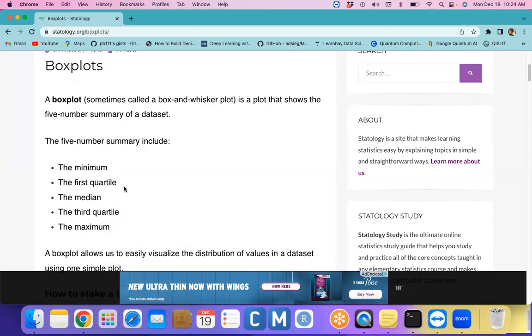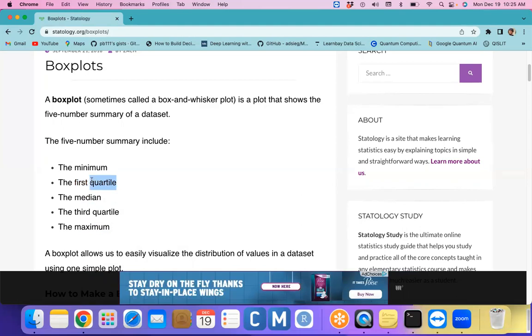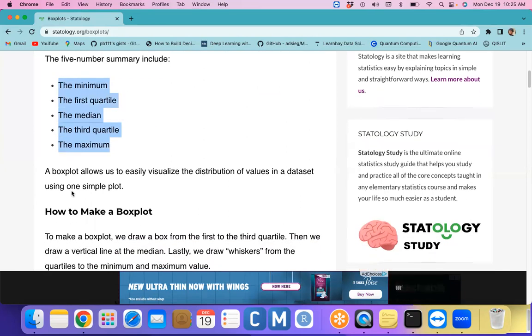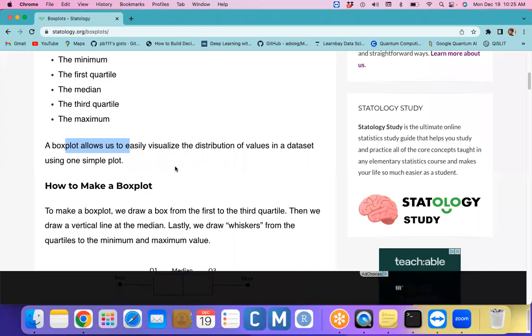we might have some data there, right? From that data we have to calculate the middle value. From this lower half we calculate the middle value, and we call it the first quartile. And between the median and max, you have a middle value, which we call the third quartile. These are the five elements we can visualize in a data set with the help of the box plot. A box plot allows us to easily visualize the distribution of values in a data set using a simple plot.